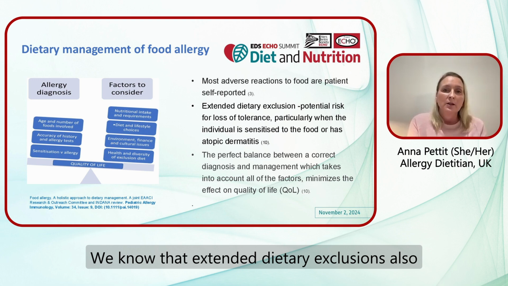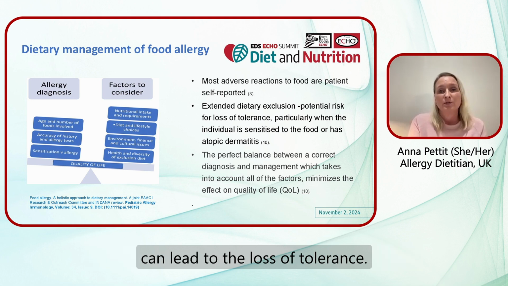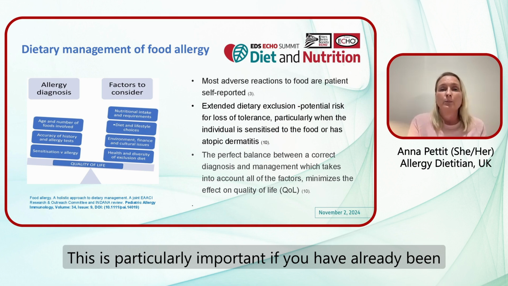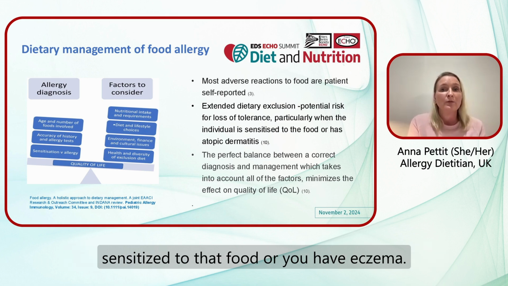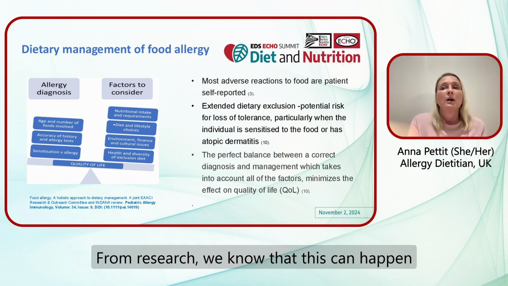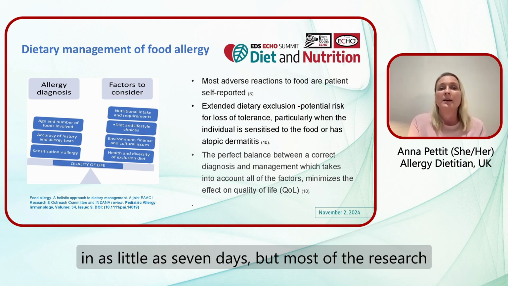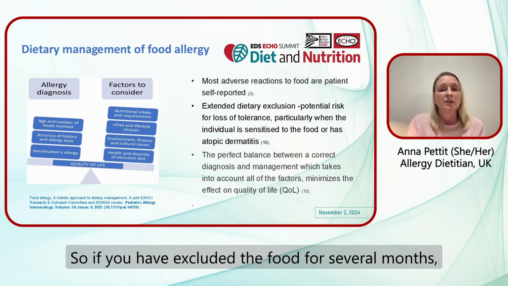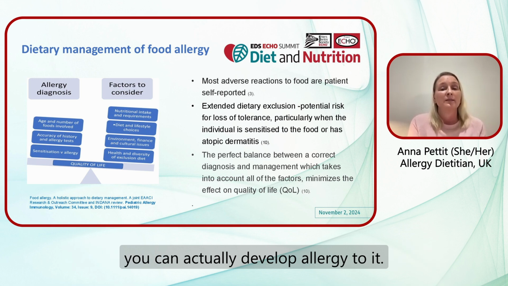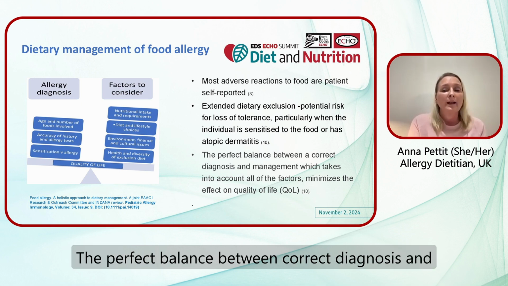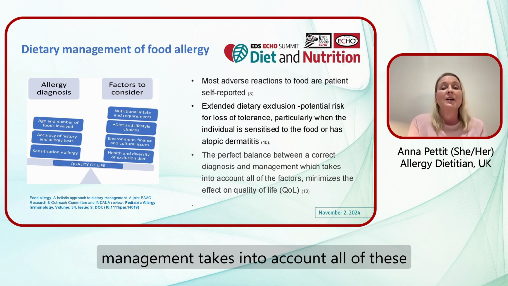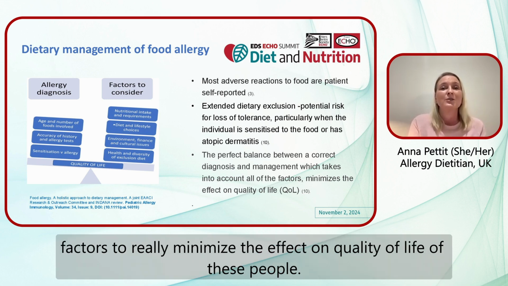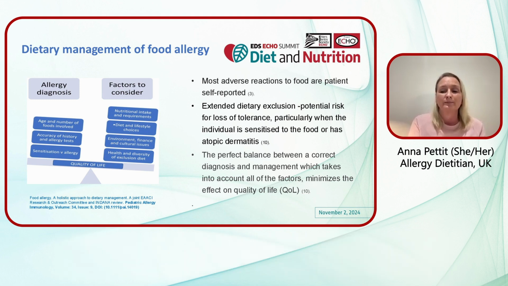We know that extended dietary exclusions also can lead to the loss of tolerance. This is particularly important if you've already been sensitized to that food or you have eczema. From research, we know that this can happen in as little as 7 days, but most of the research indicates that it could be just weeks and months. So if you've excluded the food for several months, you can actually develop allergy to it. The perfect balance between correct diagnosis and management takes into account all of these factors to really minimize the effect on quality of life of these people.